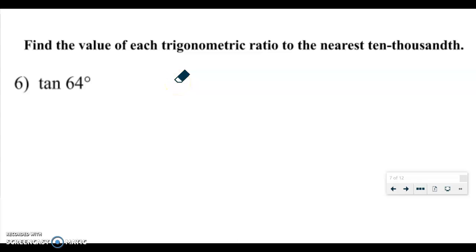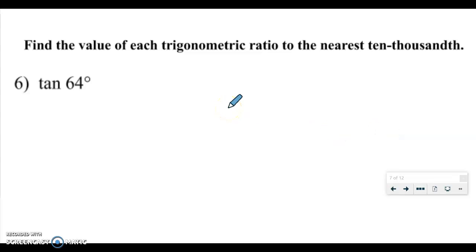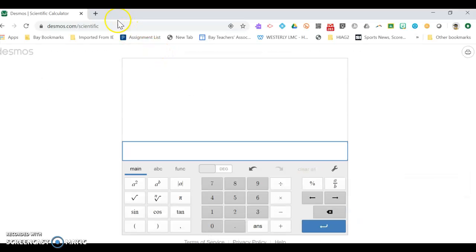Okay, so you guys just found out some ratios for me. And now what I want to do is, for each angle, if I take a tan, a cosine, a sine of that numerical value, I will get a certain number that's associated with it. So I want to look at the tan of 64. I'm going to go to a website called desmos.com/scientific, and I'm going to put this into my calculator.